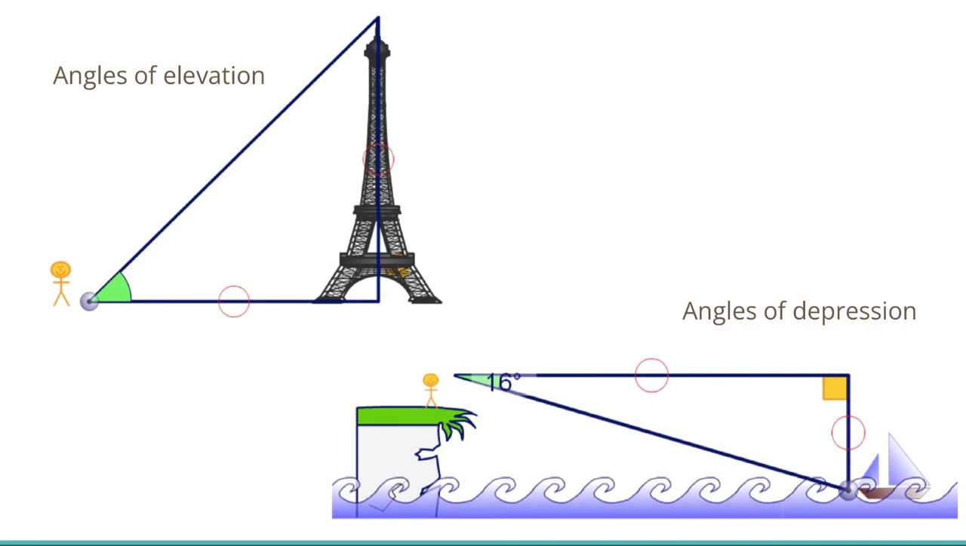So a little bit about terminology. Sometimes when you're asked to do these questions in context, you might be asked to find an angle of elevation or an angle of depression. So an angle of elevation is if you are stood at the bottom of something and you're elevated, so you're looking up at something. It's the angle that you're looking up at. And an angle of depression, depress is when you push down, and therefore it's the angle as I look down at something. So angle of elevation is looking up and angle of depression is looking down.